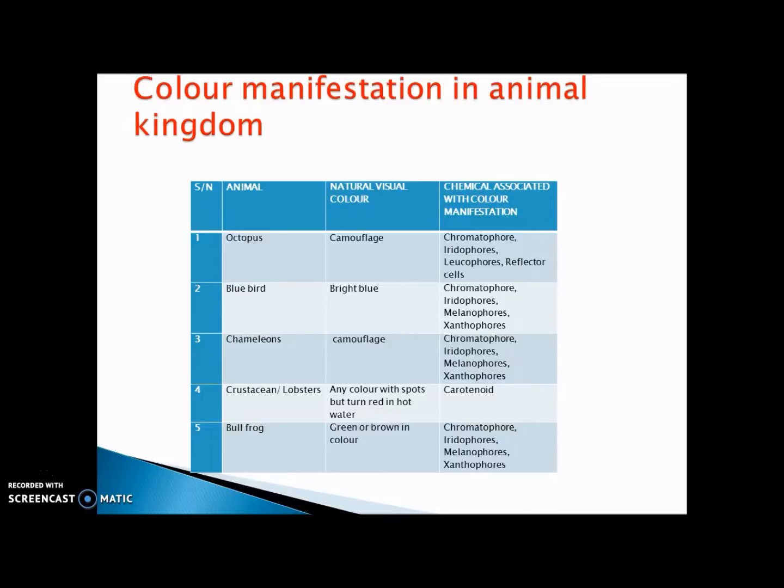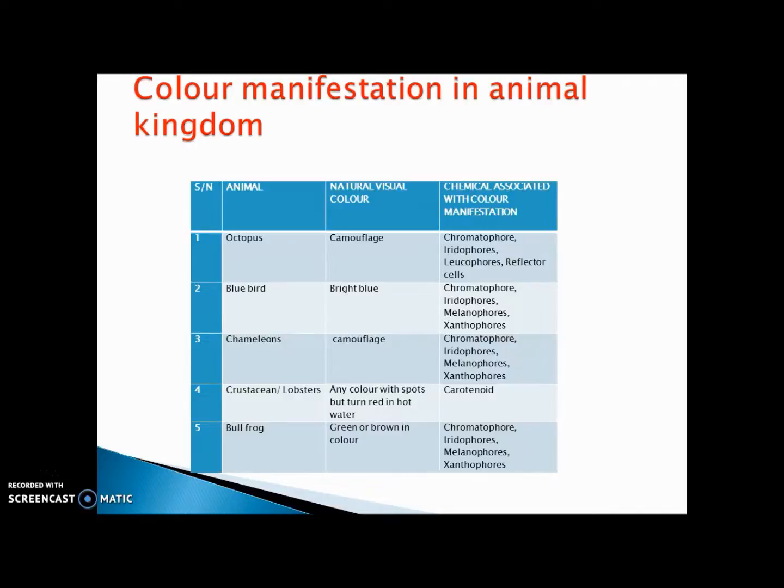The crustaceans or lobsters show a natural color with spots that turn red in hot water, and the chemical involved in this manifestation is the carotenoid. The last one we consider is the blue frog. The blue frog has green or brown coloration as a result of chromatophores, iridophores, melanophores, or xanthophores.